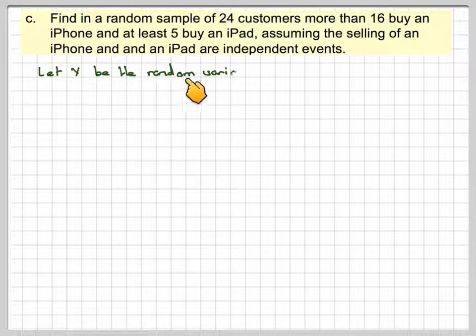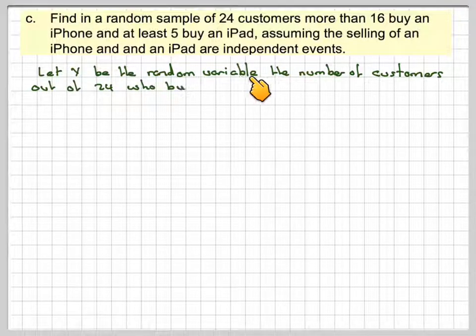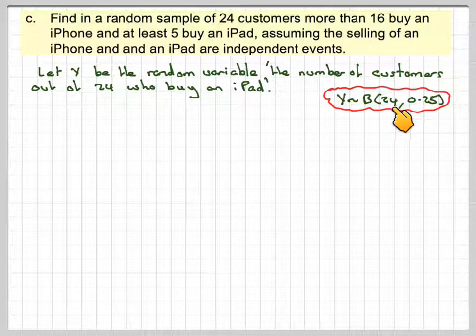So let's look at this by the iPad. Let Y be the random variable, the number of customers out of 24 who buy an iPad. Y is binomially distributed, 24, 0.25. We require the probability of Y being greater or equal to 5.